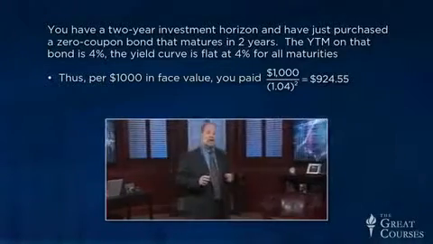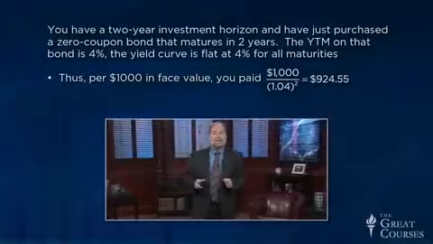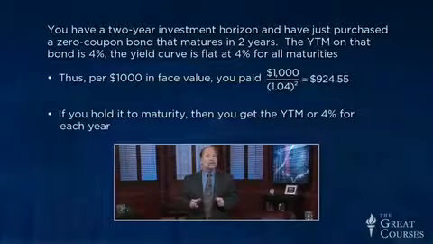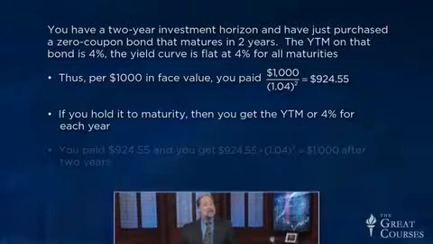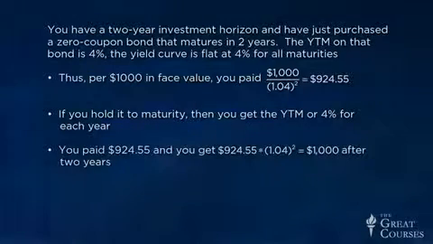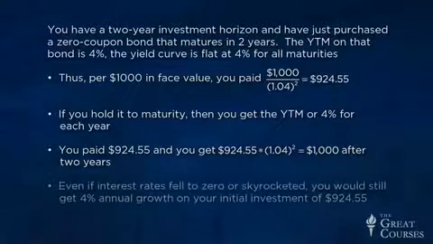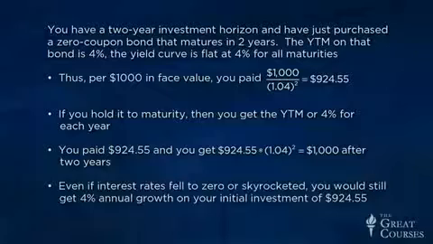With this zero-coupon bond, you don't get any intervening coupons. If you hold it to maturity, then you get the yield to maturity, or 4%, for each year. That is, you paid $924.55, and you get $924.55 times 1.04 squared. That ends up equaling $1,000 after 2 years. Note that in this case, even if interest rates fell to zero or they skyrocketed, you would still get a 4% annual growth on your initial investment of $924.55.